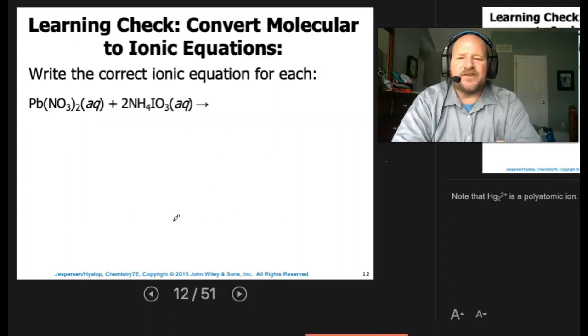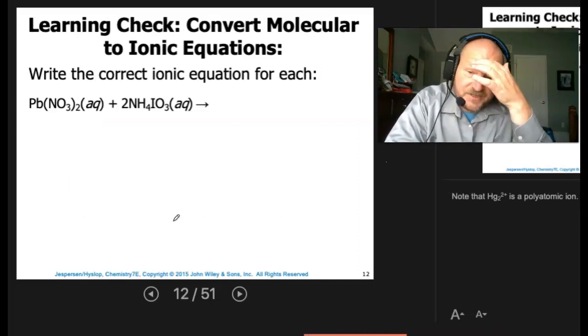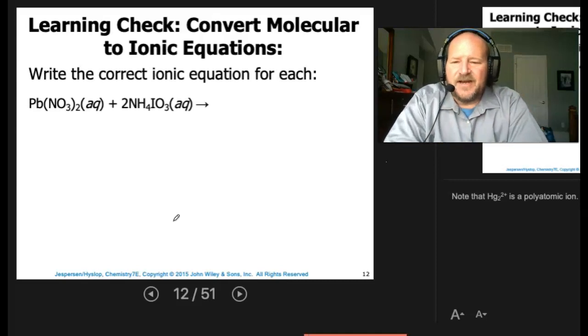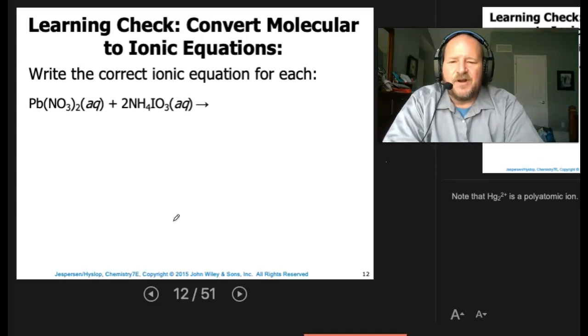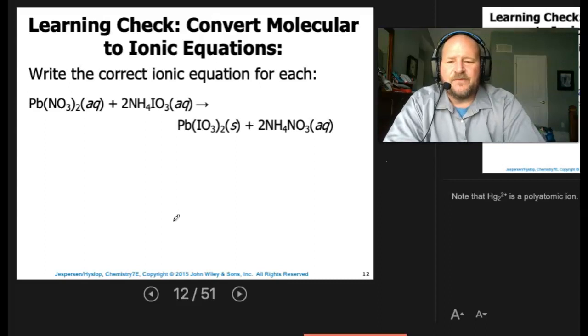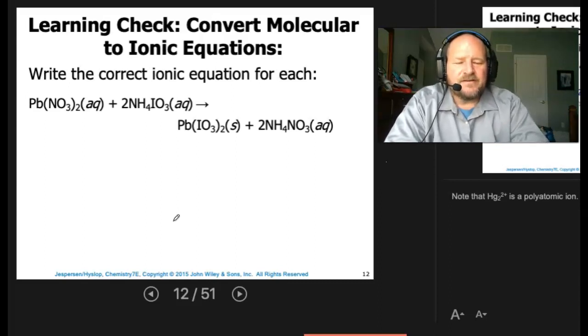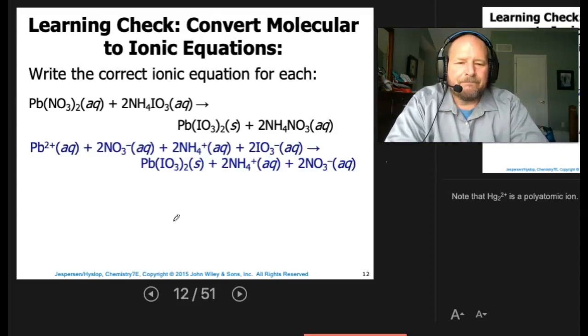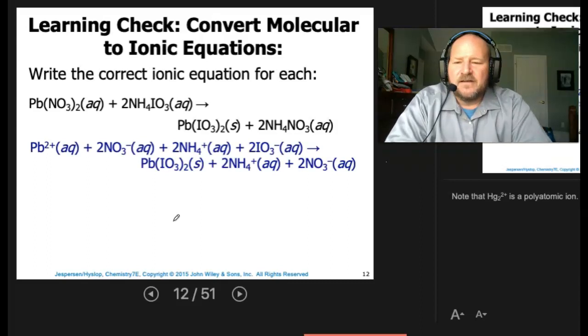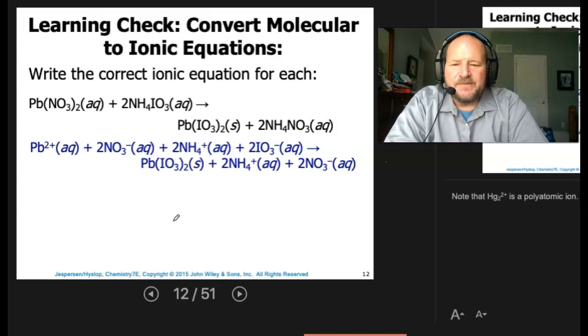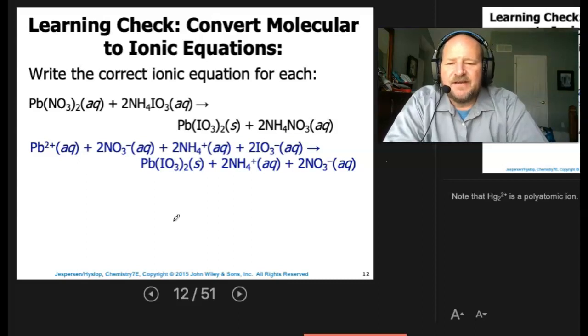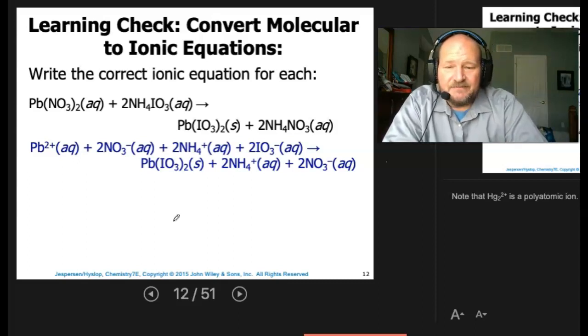All right, so let's write the correct ionic equation for each of the following. So here's lead nitrate plus ammonium iodate. It's going to form lead iodate plus ammonium nitrate. So I'll give you a second there. And so you get lead 2+, plus 2 nitrates, plus 2 ammoniums, plus 2 iodates. Gives us the lead iodate as a solid, plus the ammoniums, plus the nitrates.